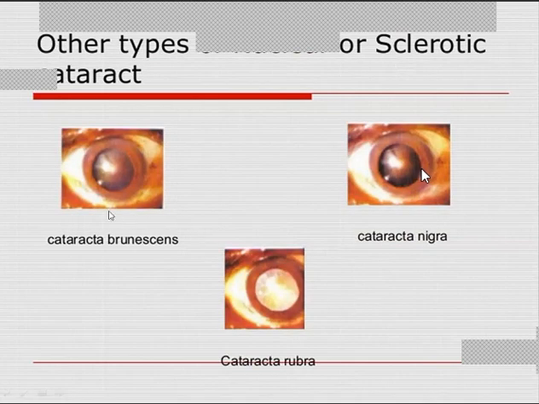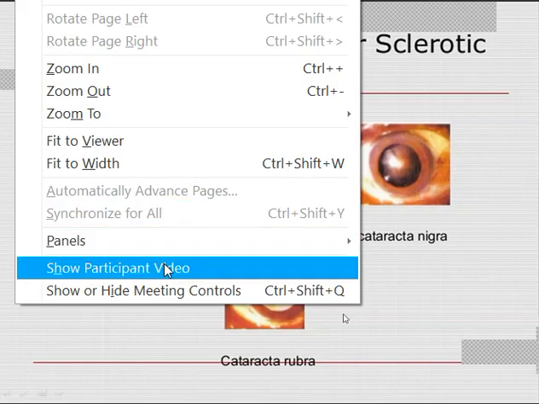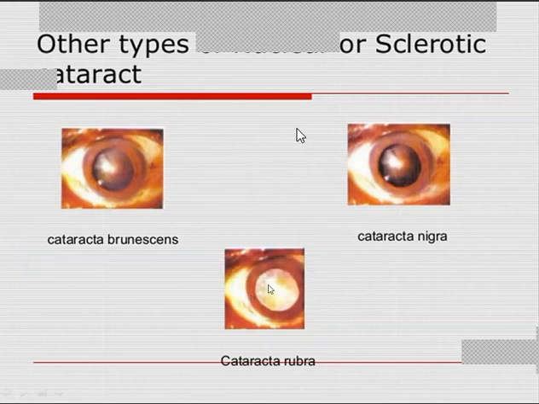You see, this is the brunescence, that is the brown color. This is still darker, more pigment is deposited, so it is the nigra. And the rubra is somewhat of a mixed cataract. And behind that, there is a shadow, clear, what is this? It is a red colored thing.